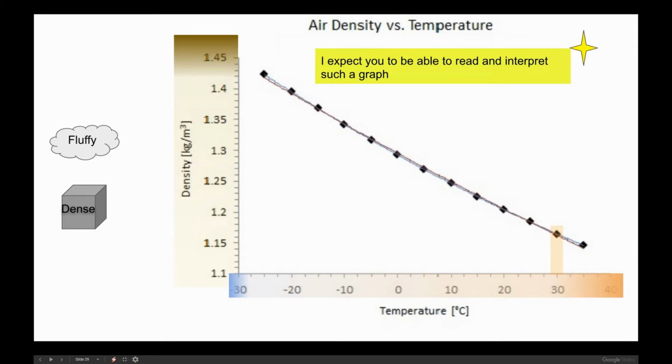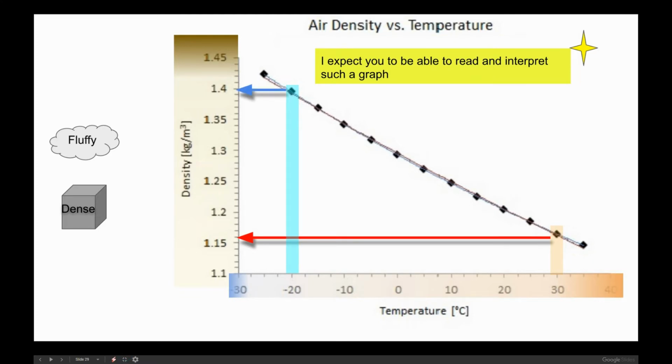If I go to 30 degrees Celsius, way over on the right, and I see where that dot is, and I track it back to my y-axis, I get 1.15 kilograms per cubic meter. I know it's not right on the line, but seriously, get a life. We're not doing this for that kind of accuracy. All right. Now, we go to minus 20. And we follow over, and we get 1.4. So the density changed by this number. As the temperature came down, the density went up.